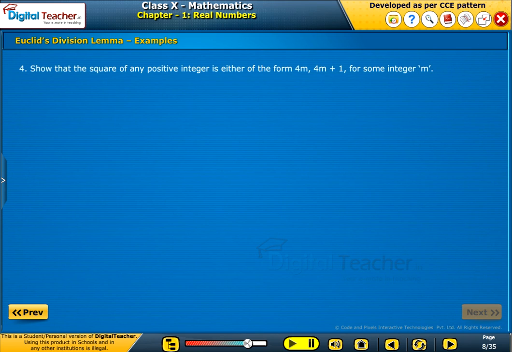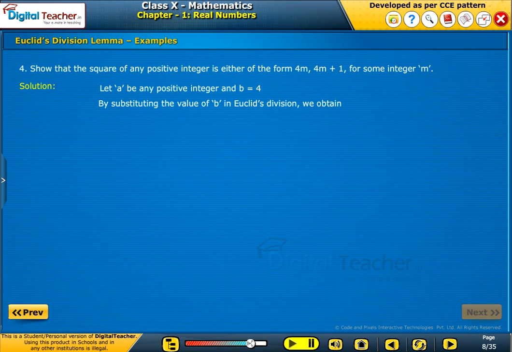Problem 4. Show that the square of any positive integer is either of the form 4m, 4m plus 1 for some integer m. Solution. Let a be any positive integer and b is equal to 4. By substituting the value of b in Euclid's division, we obtain a is equal to 4q plus r, where 0 is less than or equal to r less than 4. The possible remainders are r equal to 0, 1, 2, 3.